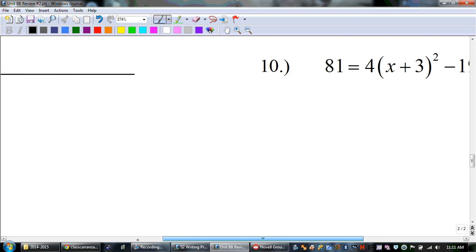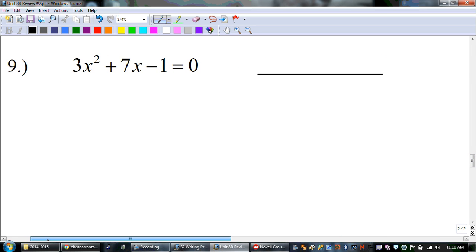Alrighty. No, not number 10. We have to do number 9 first. The nice thing about number 9 is it's already set equal to 0. So the first thing we want to check is to see if we can factor it. Are there numbers that multiply to get to -3 and add to get to 7? Nope. Nothing I can think of. So that means quadratic formula. A equals 3, B equals 7, and C equals -1.